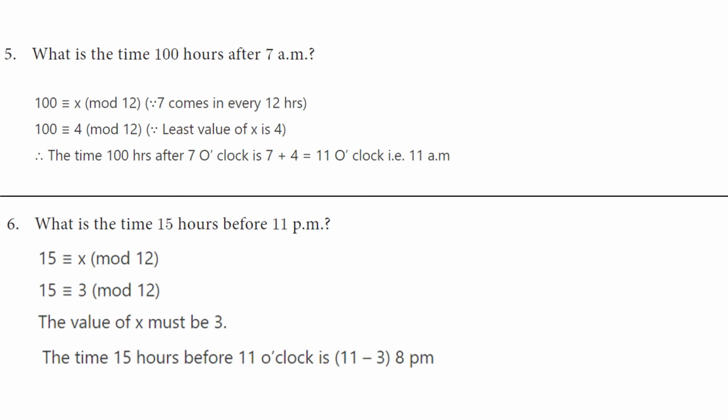What is the time 100 hours after 7 a.m.? So 7 comes every 12 hours, so we take it mod 12. Therefore our equation 100 congruent x mod 12. So 100 divided by 12 means 8 twelves are 96 and the remainder is 4. Therefore we take x equal to 4, because they ask the least value. So 100 congruent 4 mod 12, that is the least value of x is 4.